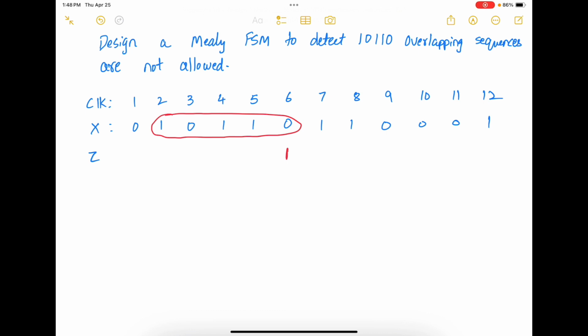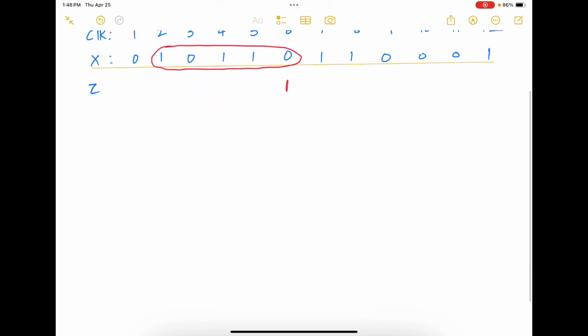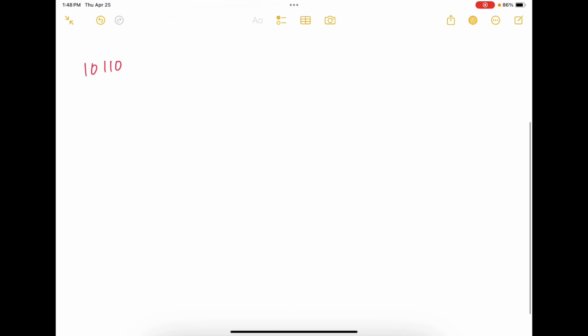Now, if overlapping sequences were allowed, you would have asserted your output in cycle 9 as well. So let's design the FSM or the state machine. Now remember, we are trying to detect 10110. So we start off with the reset state, S0. You give a reset, you reach S0. So S0 is reset.